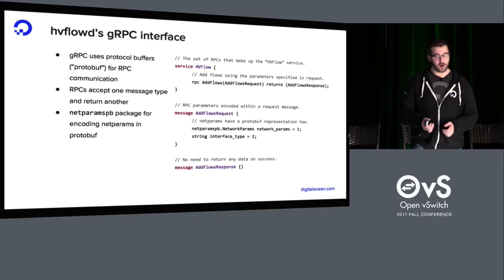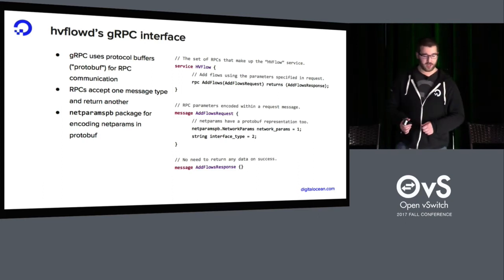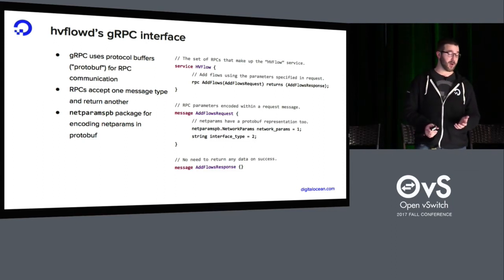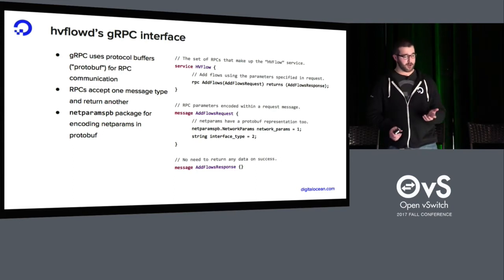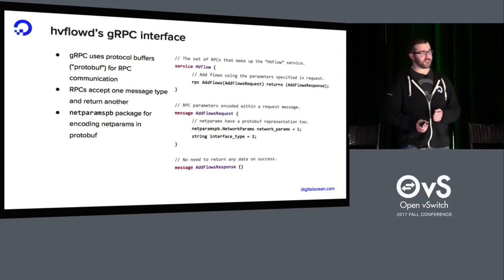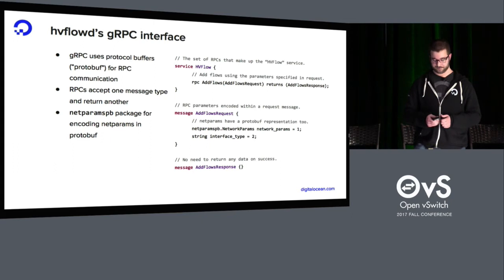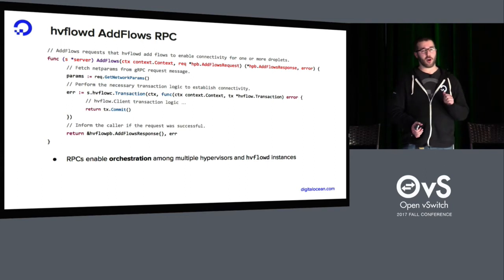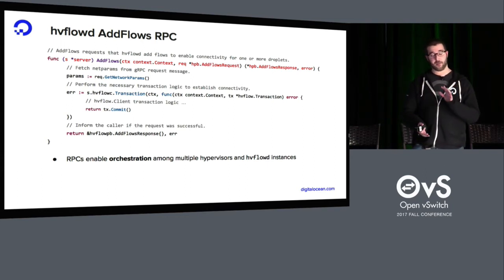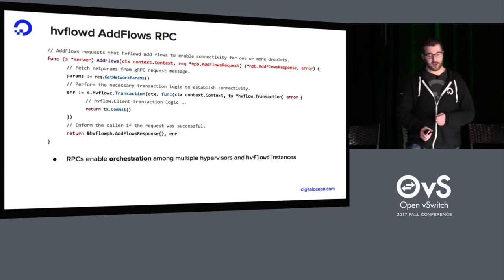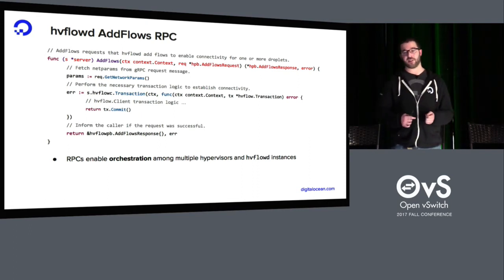So this is an example of one of our RPCs, the addFlows RPC in particular. It accepts an addFlows request and returns an addFlows response. Within the addFlows request, we have our network parameter structure encoded in protobuf format and a specific interface type as of now. There's no need to return any data on success, so we just return this empty message. So now, once we pass these through the Go protobuf compiler, we actually generate a generated interface in Go that has this method addFlows with this signature. So we have our internal server type that implements that interface. And as a result, our server can receive RPCs over gRPC.